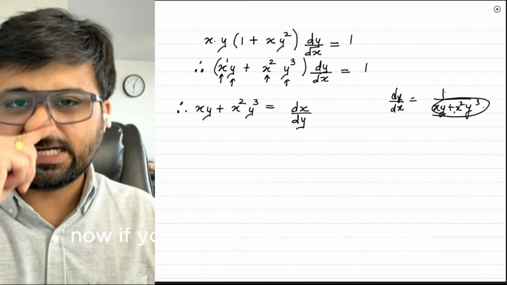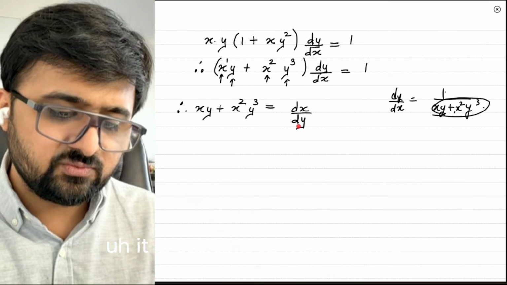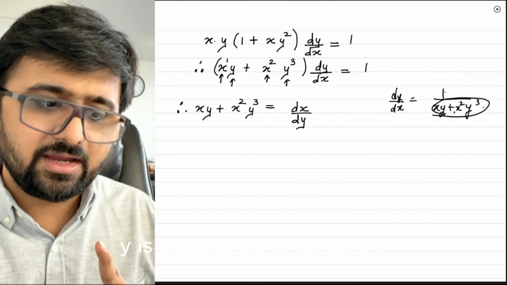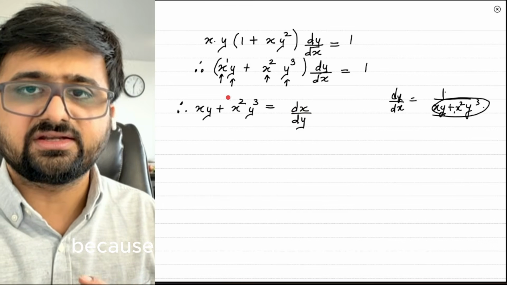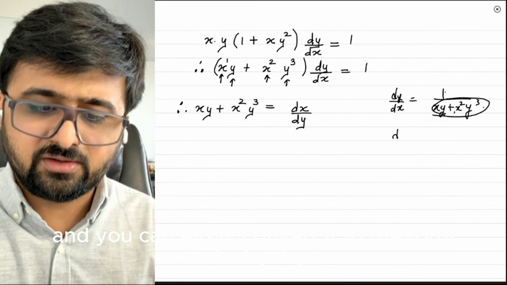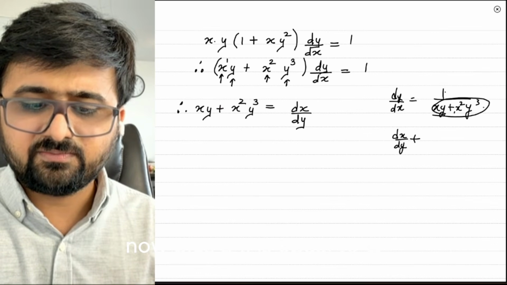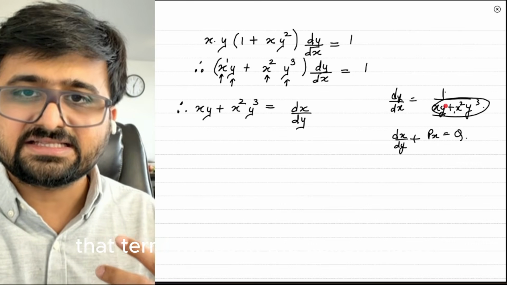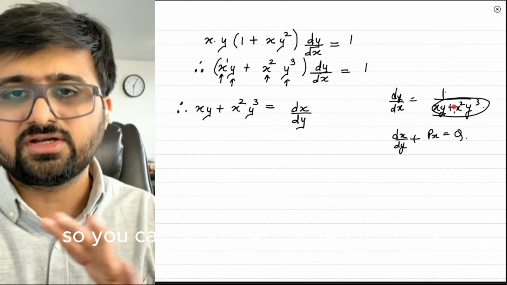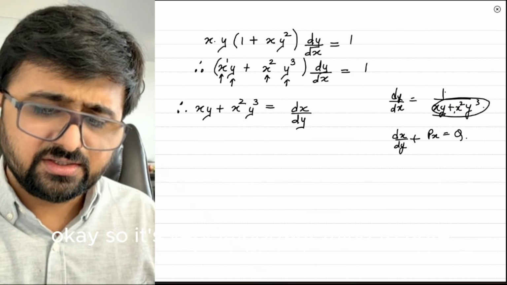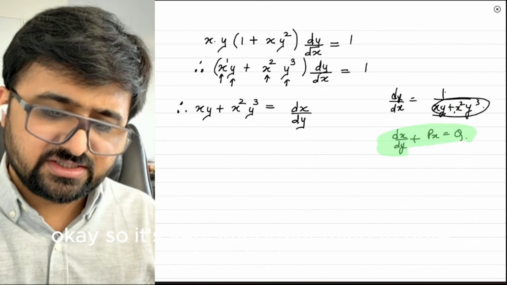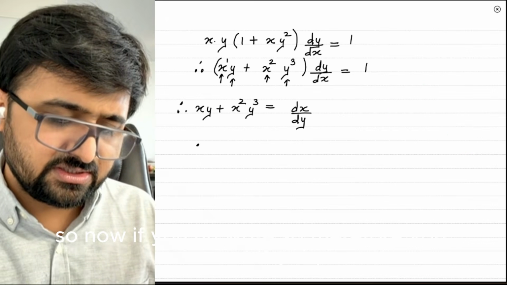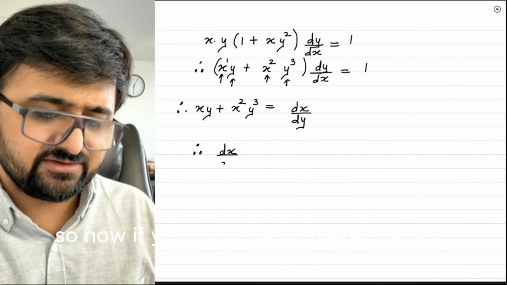Now, if you notice, this starts to make sense that x is our dependent variable and y is the independent variable. Why? Because now this is in the numerator and you can easily convert it to the form dx by dy plus px is equal to q. If you write it as dy by dx, that term will go in the denominator, so you can no longer convert it to this form. So it's a very important thing to note here that you have to convert it in the form dx by dy.